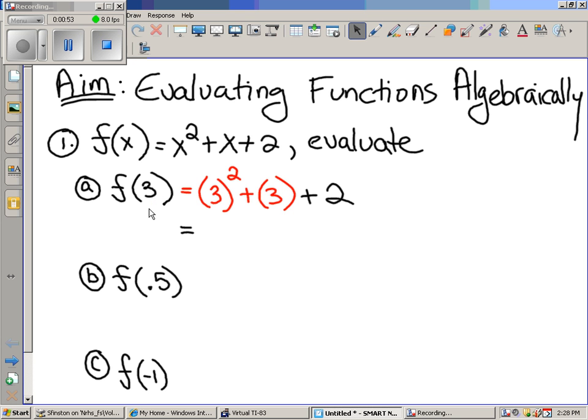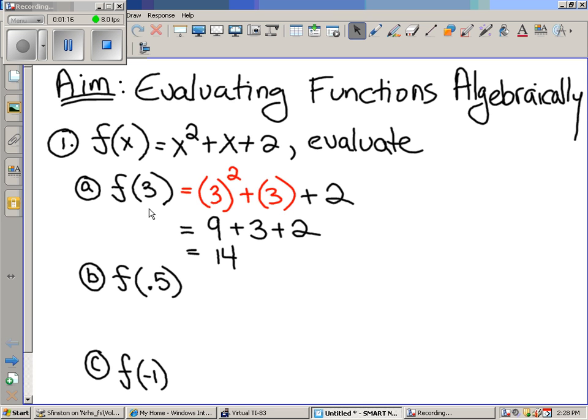Let's see if we could do this in our heads without our calculators. Ooh. 3 squared is how much? 9. So we're not done? 9 plus 3 plus 2. How much is 9 plus 3 plus 2?